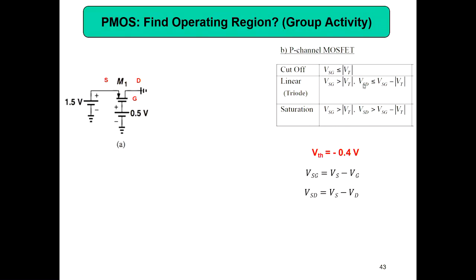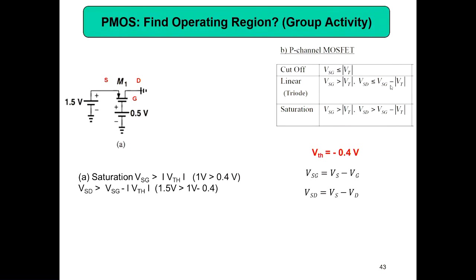If it is the linear region, VSD should be less than VSG minus VTH. With this VSG, we already found VS minus VG, which is equal to 1 volt, minus the modulus of the threshold, 0.4, so you are getting 0.6 here. Then we have to find VSD, which is VS minus VD. How much is VSD here? Yeah, 1.5 volt. Then 1.5 volt is not less than 0.6.